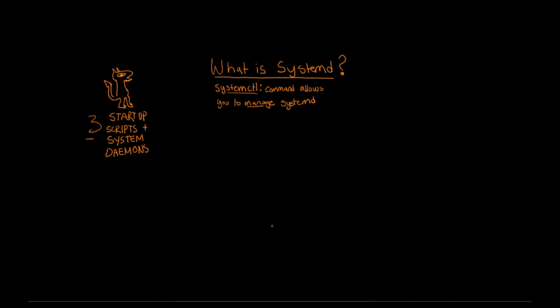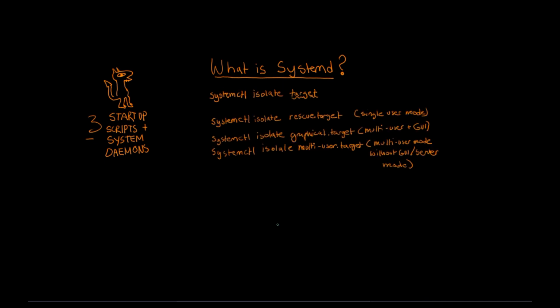The next thing to talk about is the systemctl command. Systemctl allows you to manage systemd, and has many subcommands that you can use to do this. Let's go over some important systemctl subcommands you might need to use. The first of which is systemctl isolate, which allows you to change the system's mode. Some examples of this that are commonly used are systemctl isolate rescue.target, which puts it into single user mode, which we discussed earlier. Systemctl isolate multi-user.target, which is actually the server mode, which means that it has all the mounted systems but no GUI. And systemctl isolate graphical.target, which is multi-user with GUI.